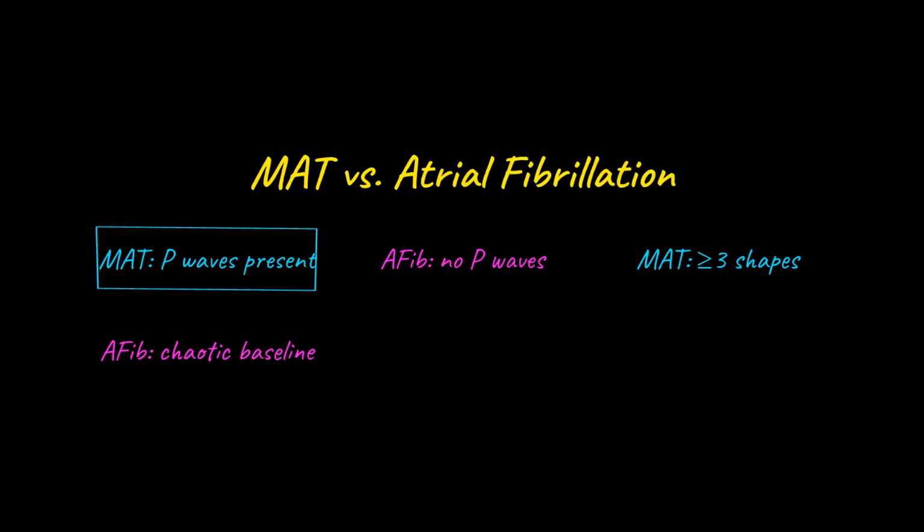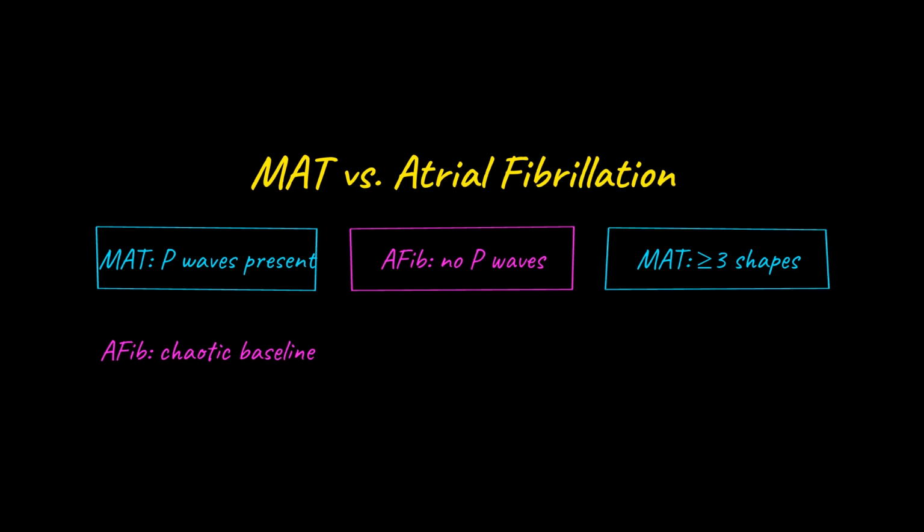The critical exam trap is separating MAT from atrial fibrillation, since both are irregularly irregular. In atrial fibrillation, there are no organized P waves at all, only a chaotically undulating baseline. In MAT, clear P waves are visible before every QRS, but they come in 3 or more different shapes.